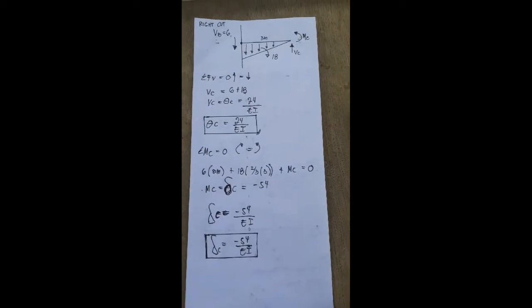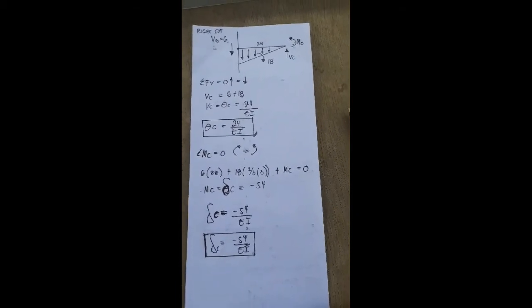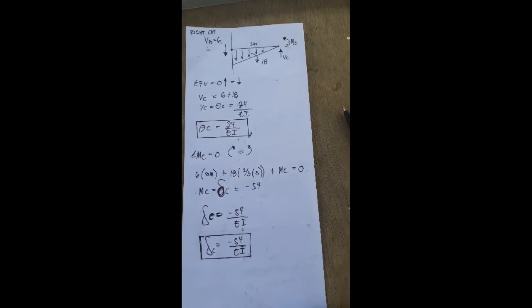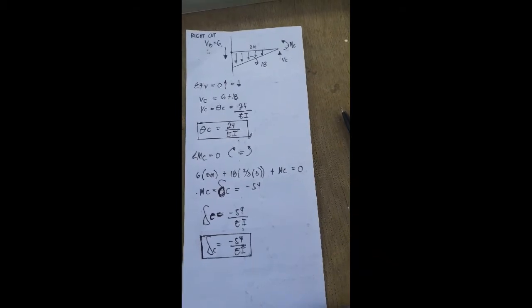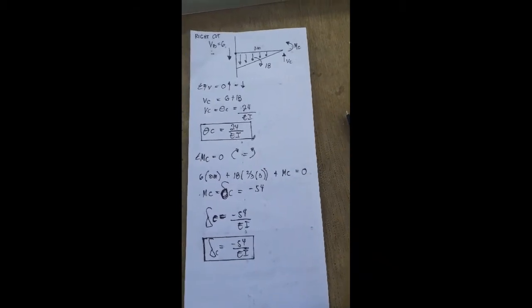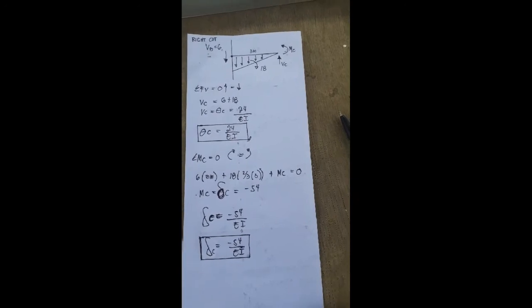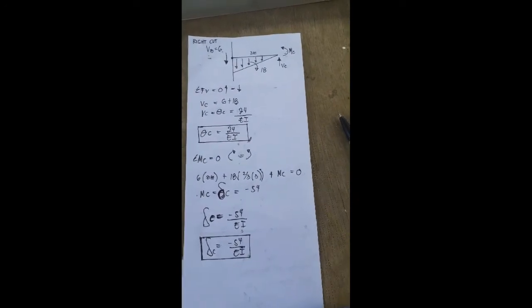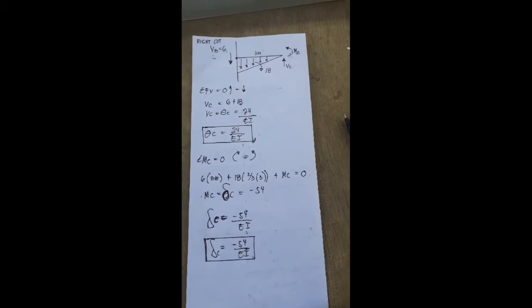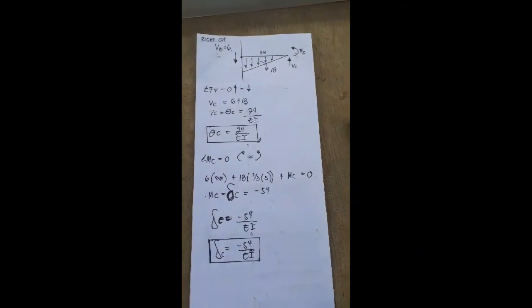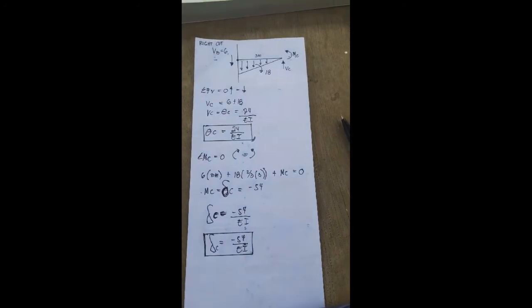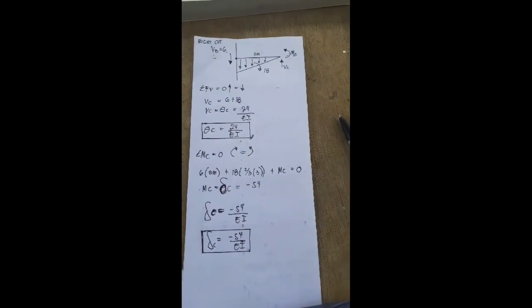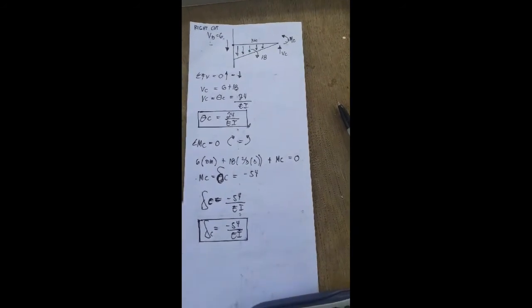So same raghapon sa moment sa C or the deflection at point C. So summation moment sa C is equal to 0. So clockwise is equal to counterclockwise. So 6 times moment arm nga 3 plus 18 times moment arm, which is 2/3 sa 3 plus sa moment sa C nga counterclockwise pod. So equal 0. So MC is equal to negative 54. So ang MC is equal man siya sa deflection sa C. So ang deflection sa C is equal to negative 54 divided by EI.